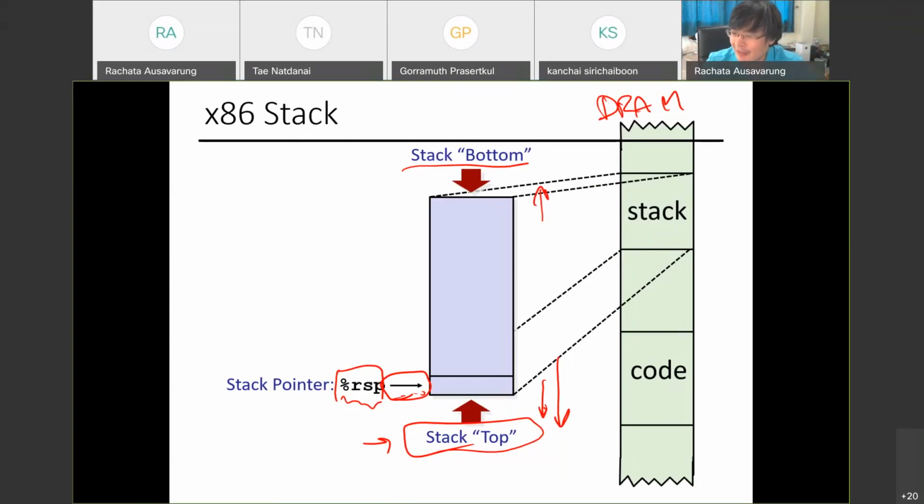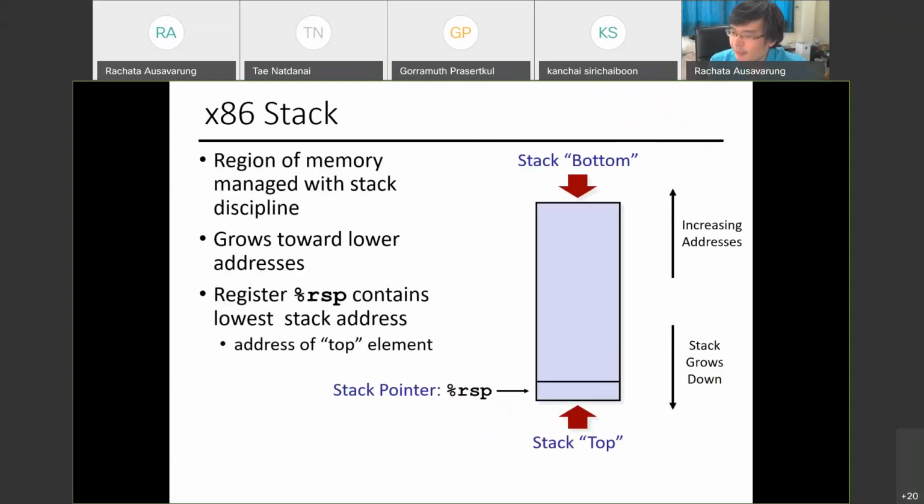So if you look at DRAM, some part would be this stack, some of these would be your own code. And some of them would also contain another region of memory called the heap. But let's look at the stack and what they mean. It's a region of memory that is managed, and the way you manage it is through the assembly code. It goes toward lower addresses.